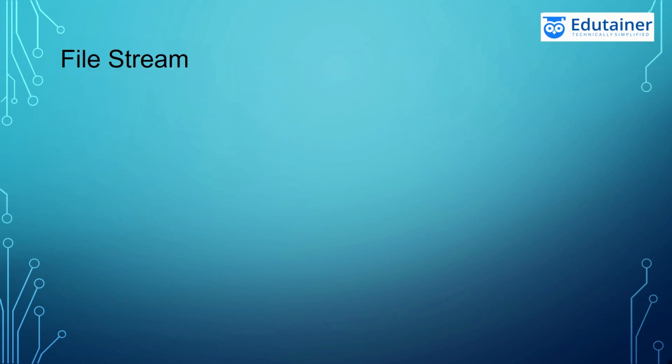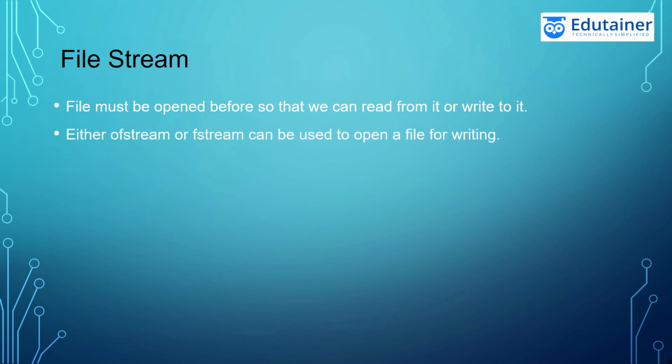So file stream. A file must be opened before so that we can read from it or write to it. So you must keep in mind that we should always open a file first so that we can read and write to it. Either ofstream or fstream can be used to open a file for writing. So ofstream, which I told you is an output, and fstream, which is a combination of both, can be used to open a file for writing.